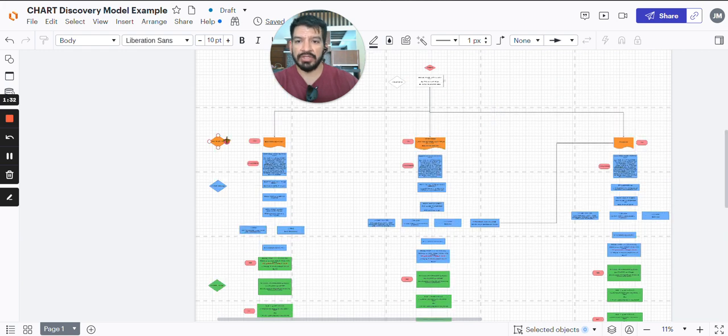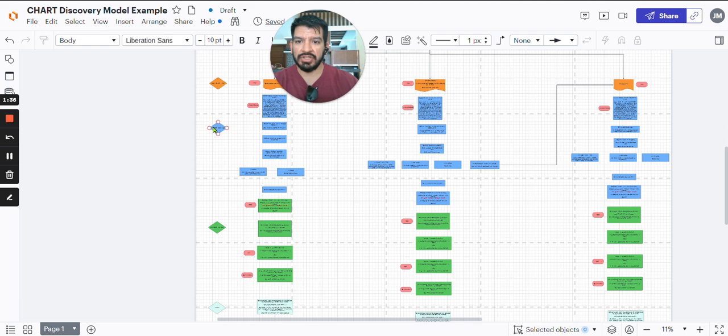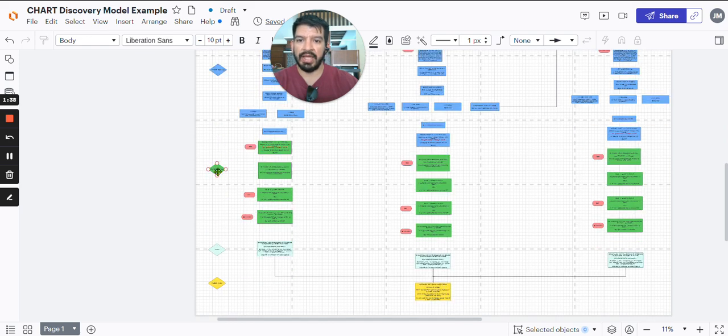So everything's coordinated here. You have your actual complaint. You have the history, which is in blue. You have the actual assessment, which is going to be in green. And then you also have the reframe, which is going to be this weird color, and then you have yellow for the treatment.